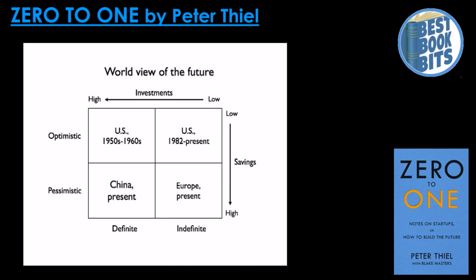Up the top left, you've got the USA in the 1950s to 1960s, which was high optimism. And below that, you have the same period, China, pessimistic. Looking on the top right, you've got the USA 1982 to present, which is optimistic with low investment. And on the bottom right, you have Europe in indefinite, which is pessimistic and low.